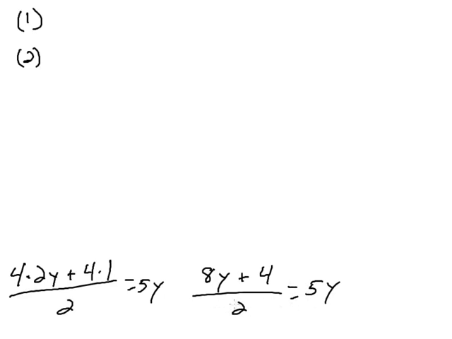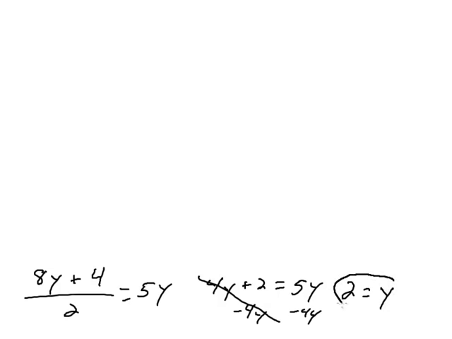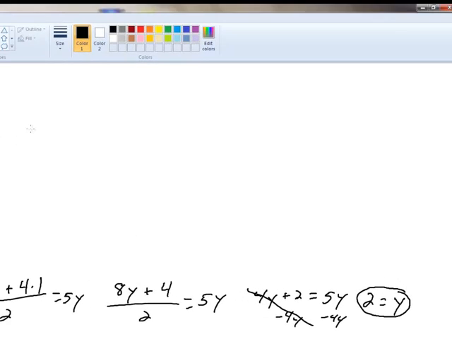Let's distribute the divide by 2. 8y divided by 2 is 4y. 4 divided by 2 is 2, equals 5y. Okay, subtract 4y from both sides, and we have 2 equals 5y minus 4y, which is just y. In this case, y is 2.